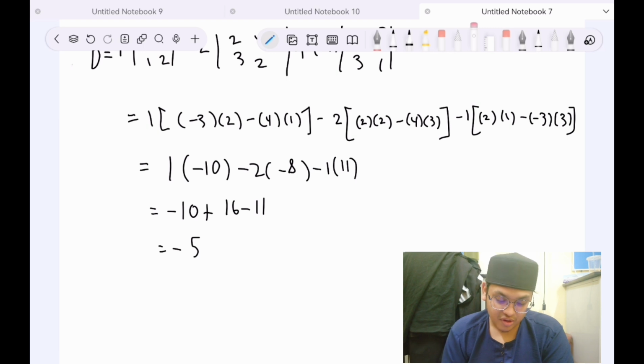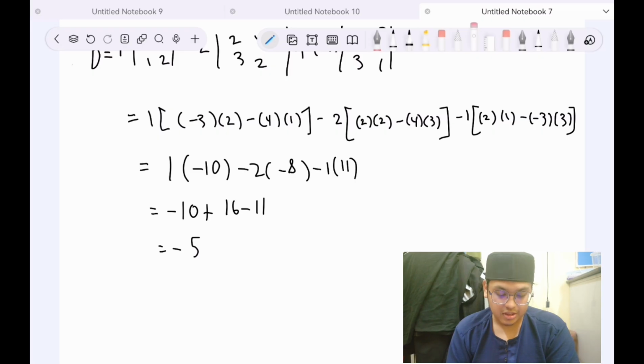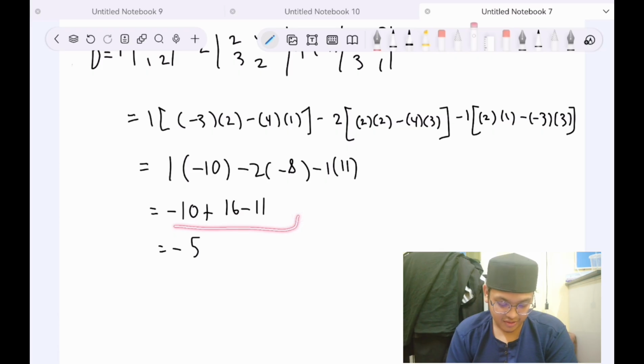So after we calculate it, now we multiply it by the number outside the determinant, which is 1 times -10, -2 times -8, and -1 times 11. We got -10 plus 16 and minus 11. And after we calculate, the answer we got is -5.